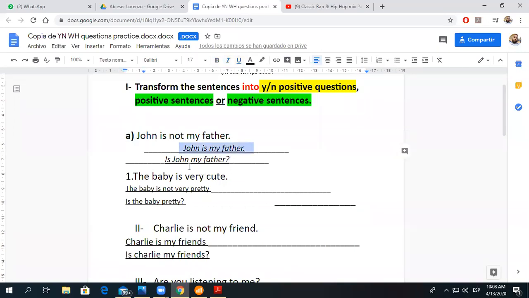Okay, so if you have it in negative, you put here question and affirmative. If you have it in affirmative, you put here question and negative. If you have the question, then you put it here in affirmative and in negative. So that was what you were supposed to do.